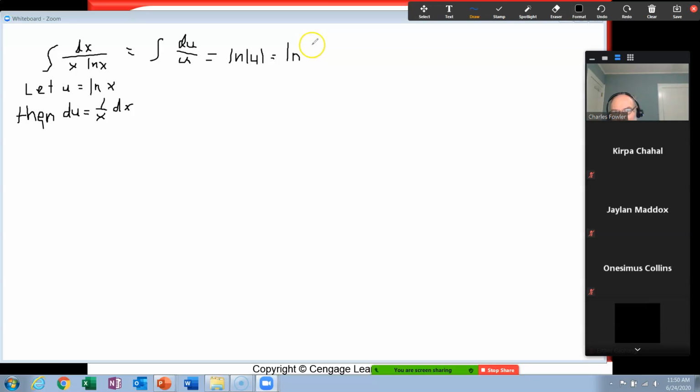So that'd be log of the absolute value of what u is, and u is log x. And you should have put it on the previous step too, I just forgot to, plus c, plus the constant of integration. All right. Any questions on that?